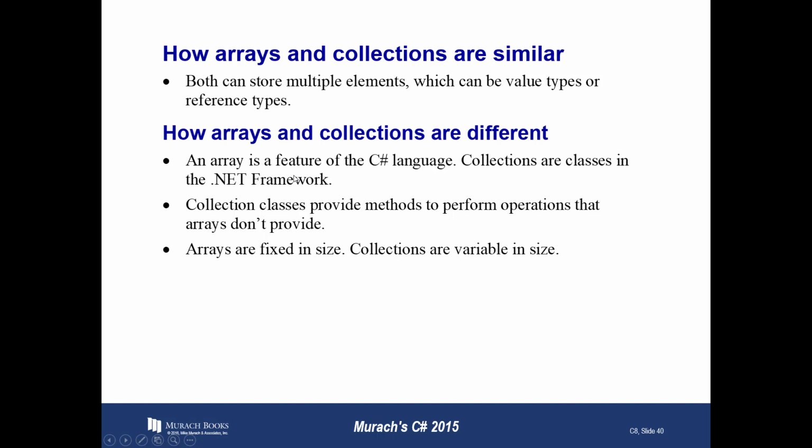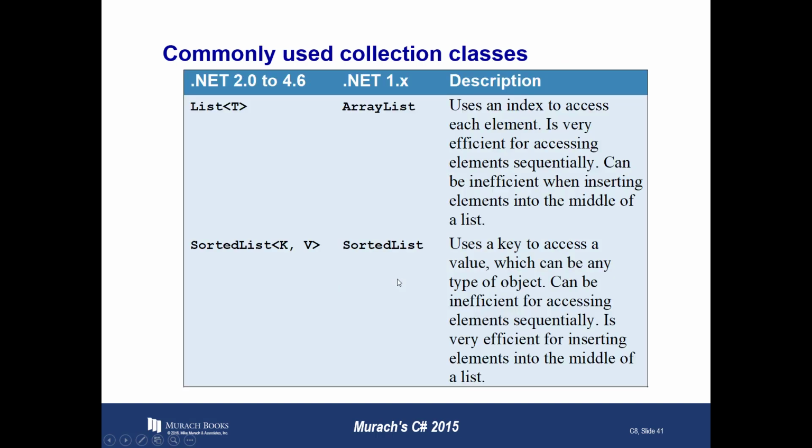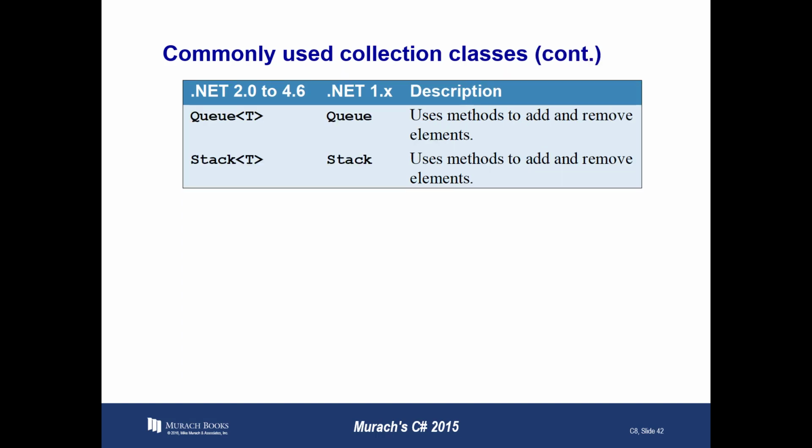So they expose a lot more methods that allow you to do things with collections that you cannot do with arrays. Notice this is maybe the biggest. Arrays are fixed in size. Collections are variable in size. So you're able to make collections bigger and smaller as needed. Here are some of the commonly used collection classes. I'm not going to read these. And we will be getting into these in more depth and breadth of coverage as we go on.